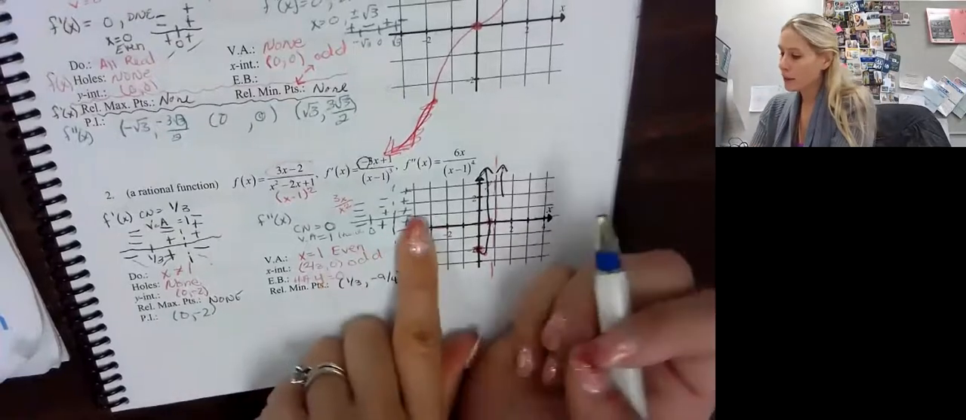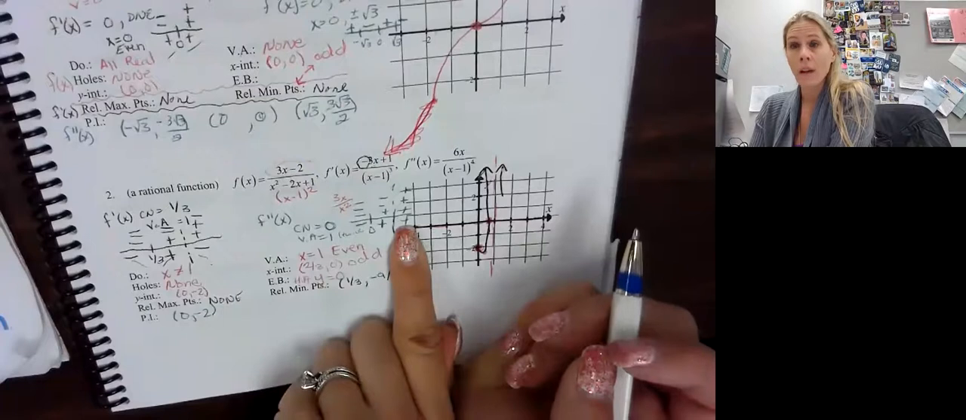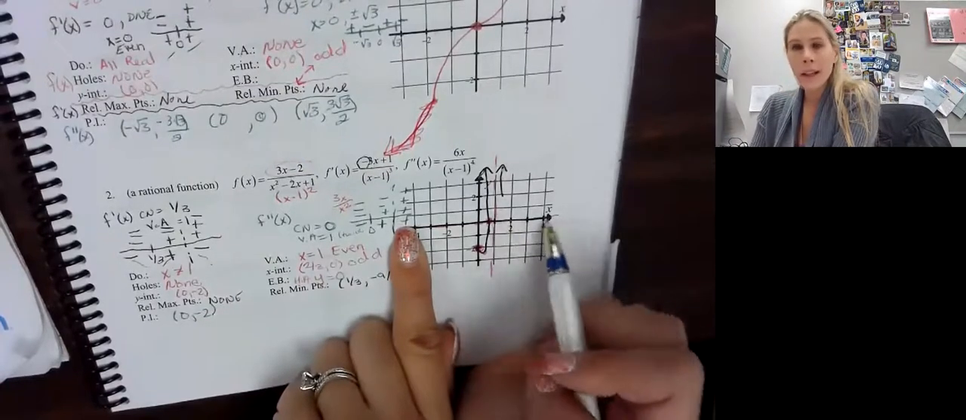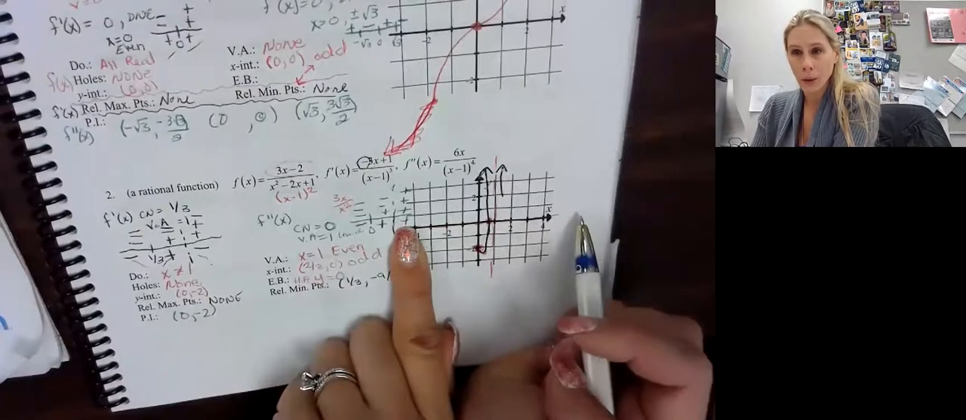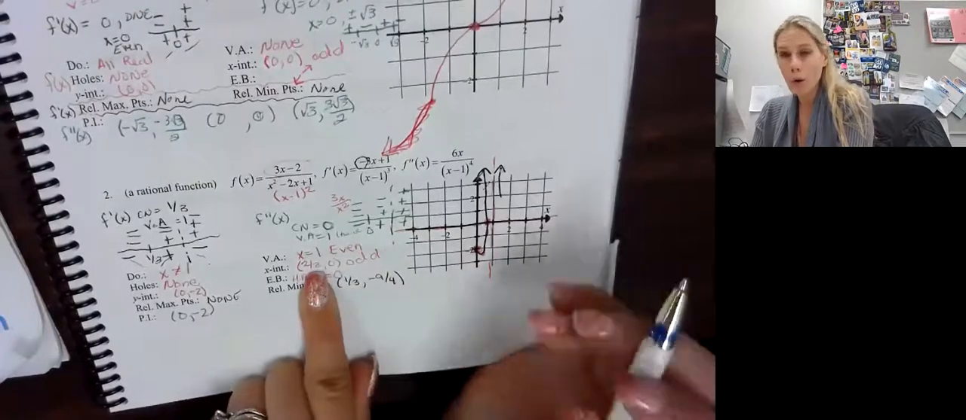Now, as you can see on the other side of this vertical asymptote, we're still concave up, but what I want you to keep in mind is the end of it is at our horizontal asymptote. We do not cross the x-axis because that was our only x-intercept, right? So there we go on that side.